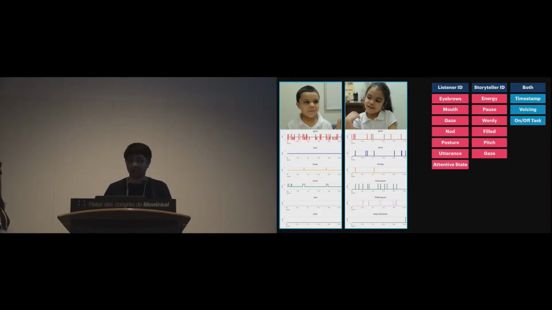So after this, we annotated for listener and storyteller behaviors. Some of the listener behaviors that we annotated were nods and gazes. Some of the storyteller features were: was the pitch high, were they using a filled pause, were they saying things like "or so", were they using a silent pause. Apart from this, we also annotated some task-related features. So was the kid on or off task? Was the kid paying attention to the story? Things like that. And here is a visualization of this annotation.